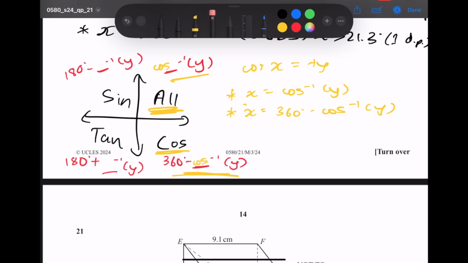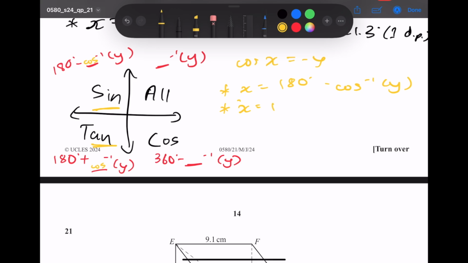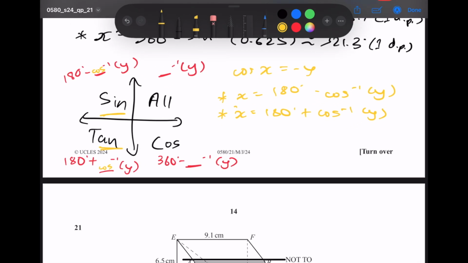We always take all when the something x produces a positive number. And if cos x was negative, we wouldn't take all and cos, we instead take sine and tan. And we take the two rules of these two regions. So in this case, x would be equal to 180 degrees minus cos⁻¹ y, and 180 degrees plus cos⁻¹ y, where y is again the positive value of this. So we don't just take negative y.